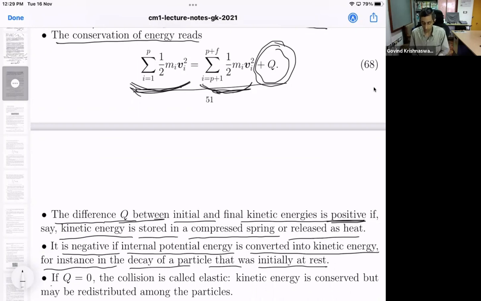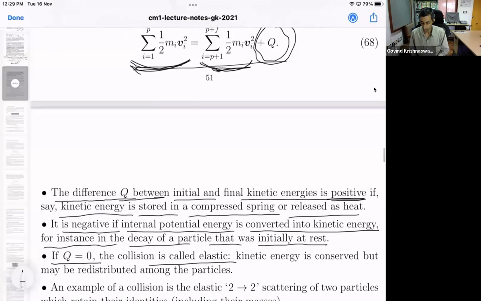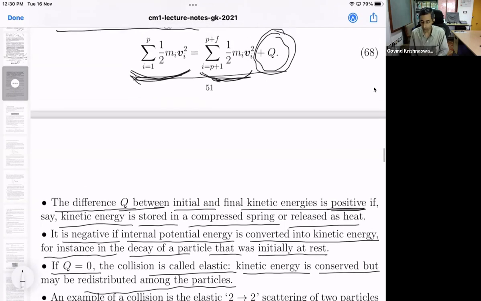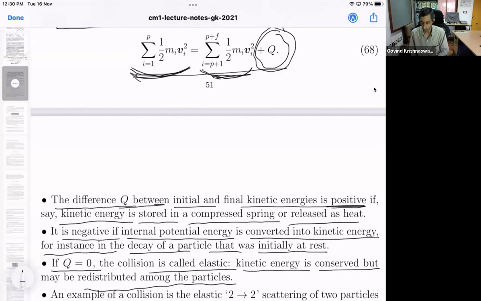The very special case where Q is 0 is called an elastic collision, namely one where the kinetic energy itself is conserved. So if the total initial kinetic energy is equal to the total final kinetic energy, then we call the collision elastic. But even in that case, the individual kinetic energies of particles need not be preserved. Kinetic energy may be redistributed among the particles. So this is what is meant by an elastic collision. Q is 0 in an elastic collision.